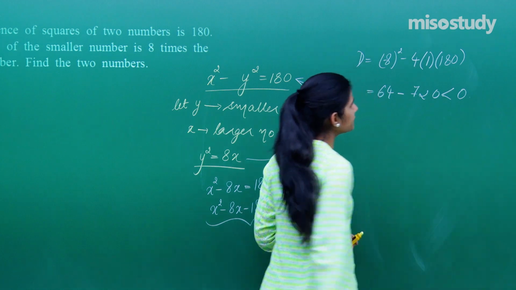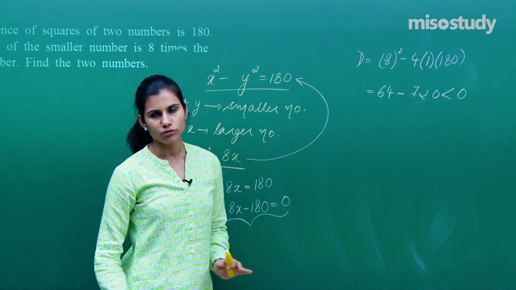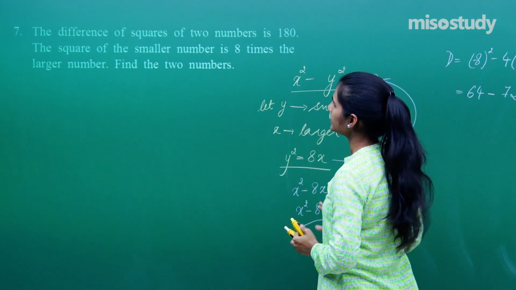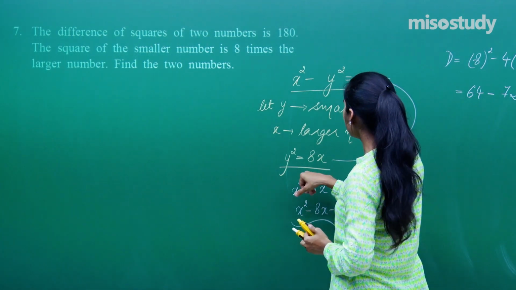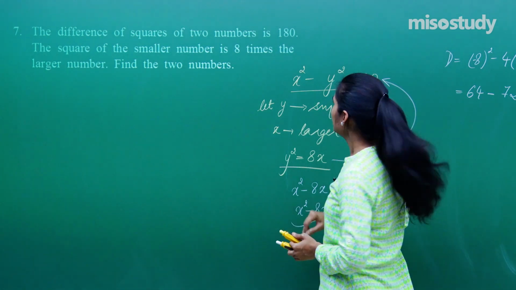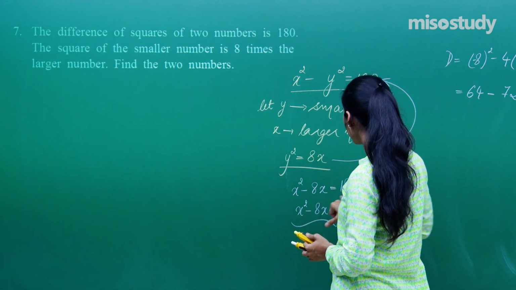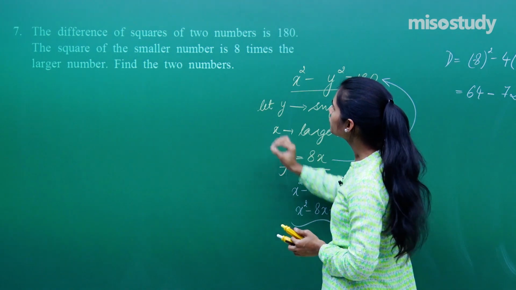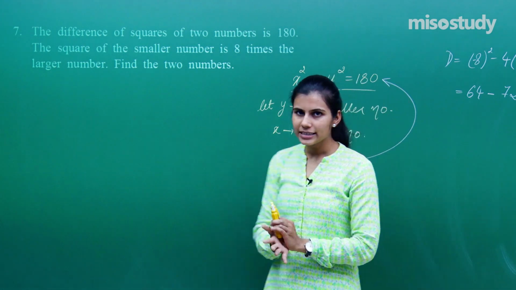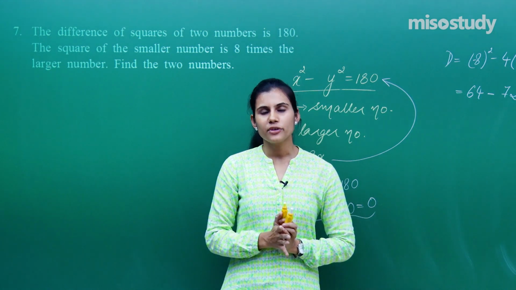And this is negative. How do you use this particular fact to conclude something about these numbers? It is saying the difference of square of two numbers is 180. The square of the smaller number is 8 times the larger number. So I have replaced y square by 8x. Now you have x square minus 8x is 180. That gives you x square minus 8x minus 180 is 0. And we were trying to solve this to find the value of x and y. If the discriminant of this quadratic equation has come out to be negative, how do you think you would conclude something about the value of x and y? Try to think upon it and we'll be right back at the same question.